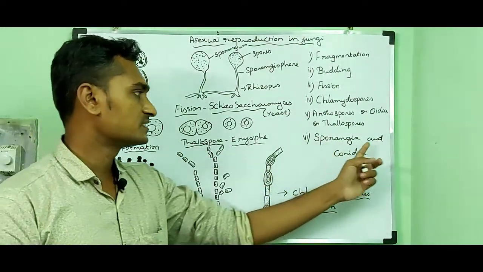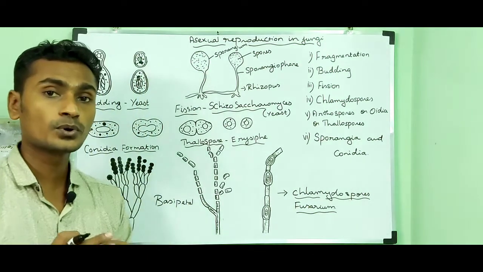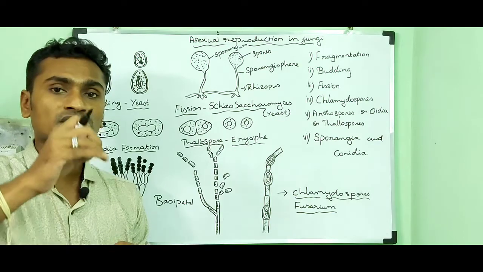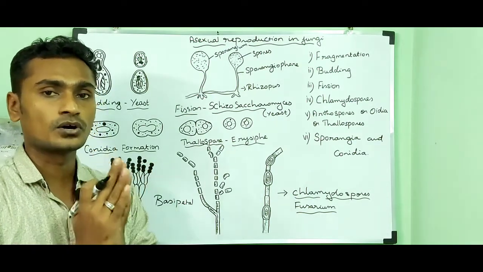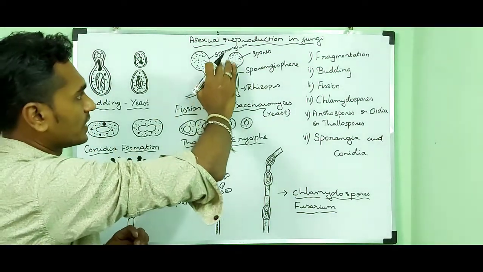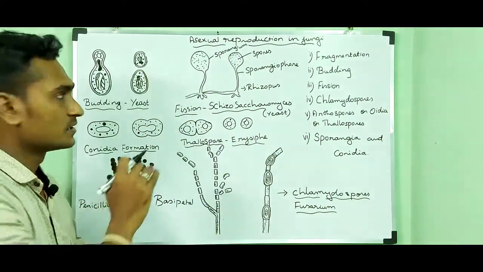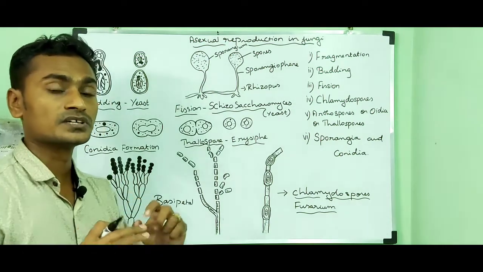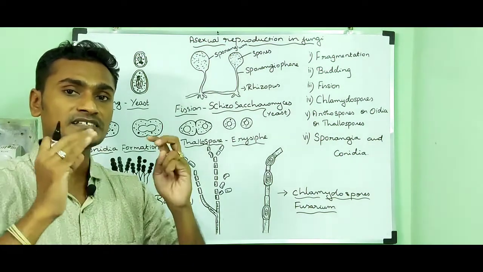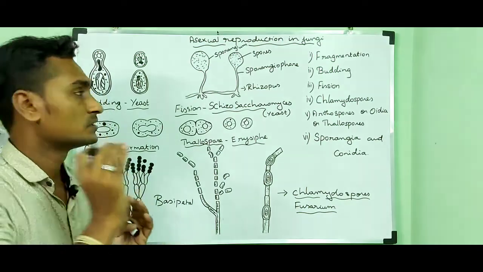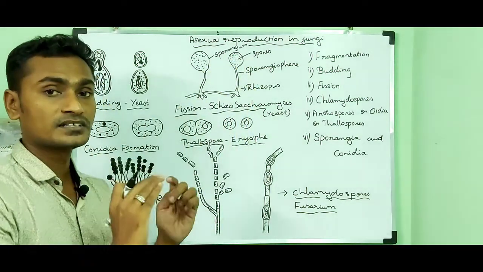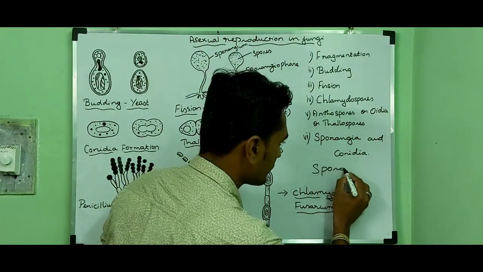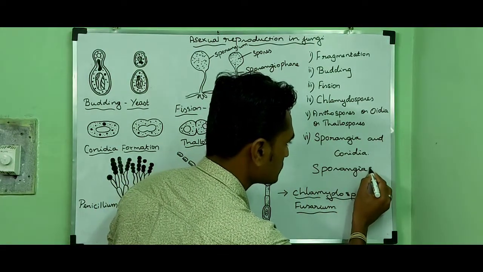Then sporangia and gonidia. The spores produced internally, inside a sac-like structure, are called sporangiospores, and the sac-like structure is called the sporangium. The singular is sporangium, the plural is sporangia.